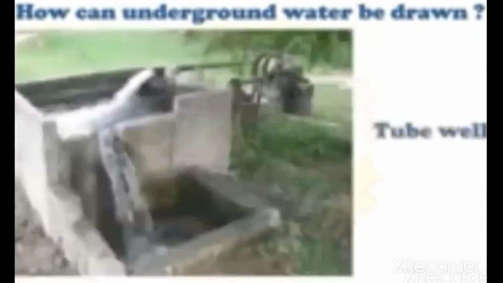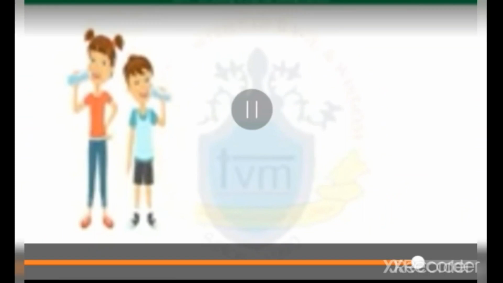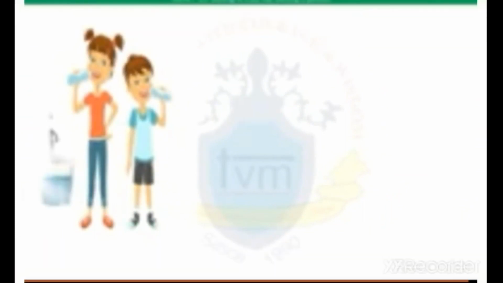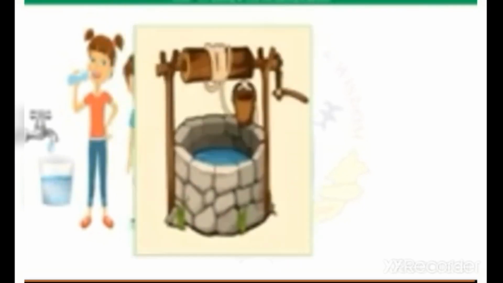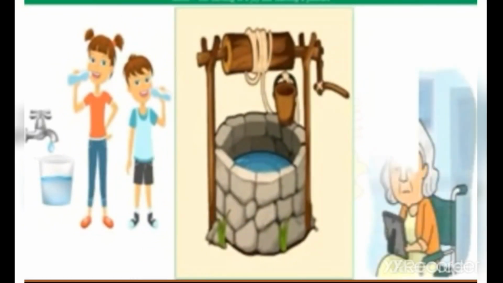How can underground water be drawn? See, these are the ways of drawing the water from underground. What is this? It is a hand pump. You may have seen these hand pumps in villages. Still people are using these hand pumps and drawing the water. Who are these? These are Seema and Raju. And what are they doing? They are drinking water. They are drinking water from a tap. Yes, we also use tap water for drinking. But in olden days, what was used? Tap was not there. These draw wells were used.